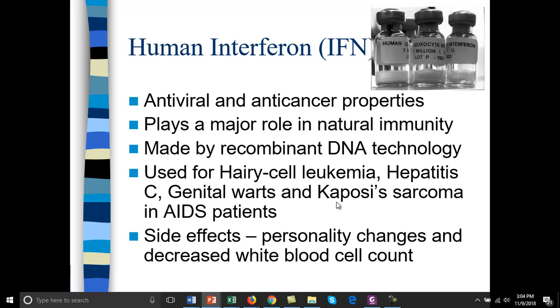And this is wild, it causes personality changes. Everybody likes that, so you become like Wolfman in your personality. It also decreases white blood cell count. I have a friend that takes human interferon as a therapy, and it basically wipes him out for a whole day. He takes it about once a week.